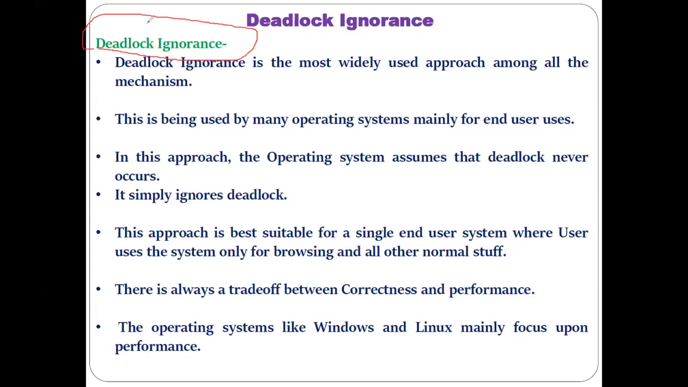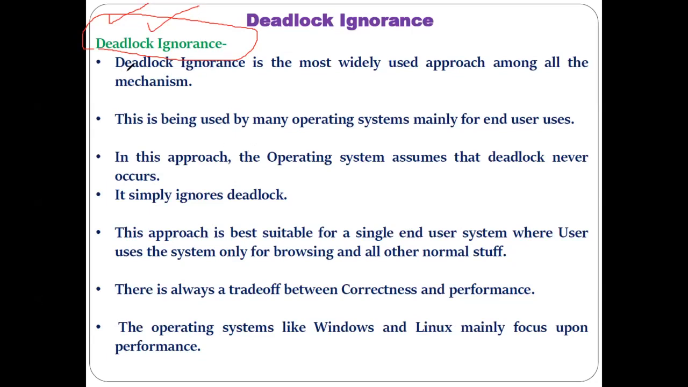So deadlock ignorance is the most practical approach utilized by most of the end users of the computer system. So that is the reason it is mentioned here. This is our fourth deadlock handling strategy. So deadlock ignorance means what? Let the deadlock occur. Don't worry even if the deadlock occurs. That is the simple, straightforward strategy of deadlock ignorance.